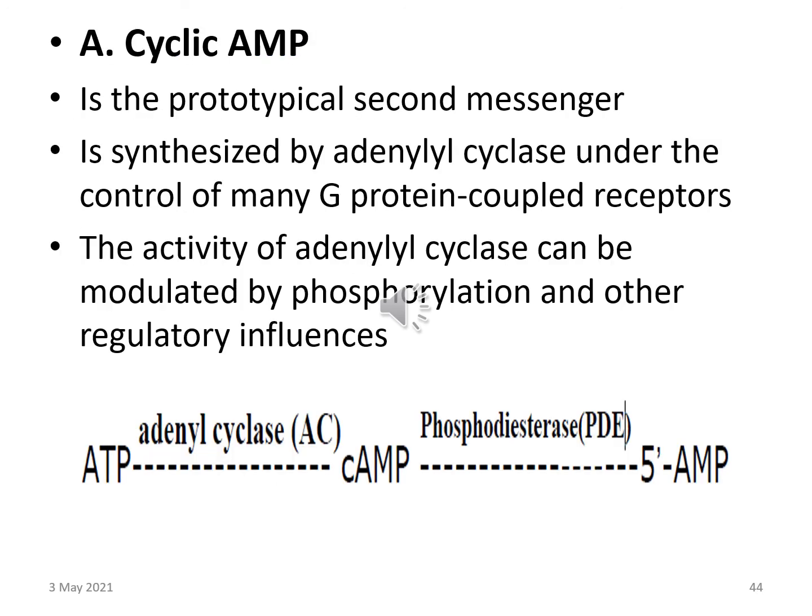Well, regarding cyclic AMP, it is the prototypical second messenger synthesized by adenylyl cyclase under the control of many G protein coupled receptors. The activity of adenylyl cyclase can be modulated by phosphorylation and other regulatory influences. You can see here ATP converted to cyclic AMP by adenylyl cyclase, and then cyclic AMP is converted to 5'-AMP by phosphodiesterase.